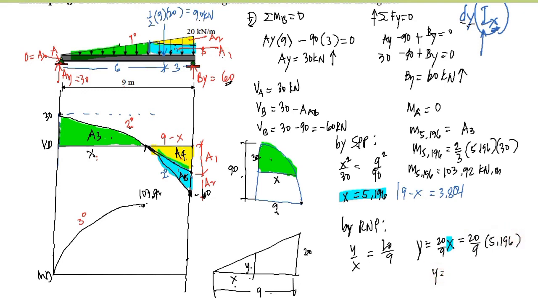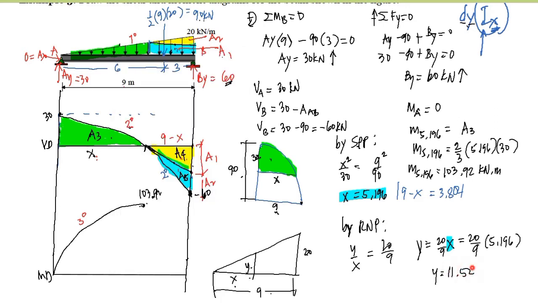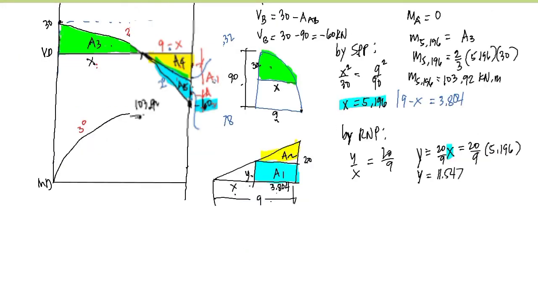So, y is equal to 20 over 9 times 5.196, and we have here 11.547. Since we know the y now, this y is what we will use for our area 1. So, this y here is this height, 11.547.